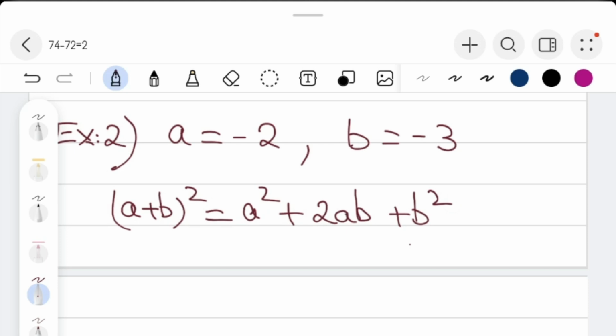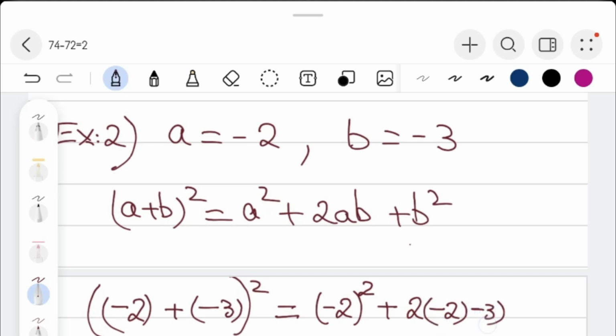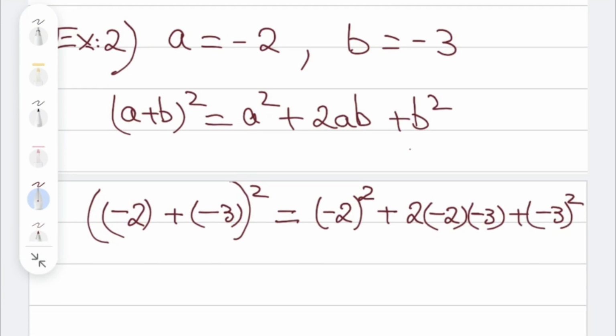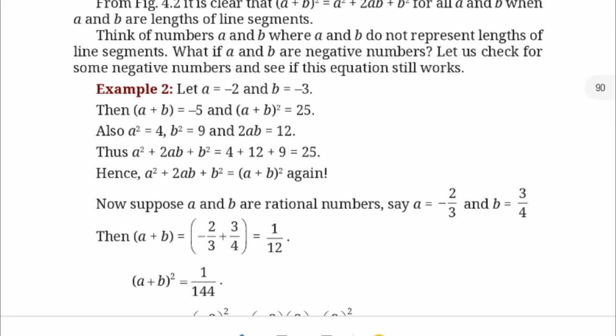Now on the left hand side we have minus 2 plus minus 3. So this is our left hand side, and on the right hand side we will be substituting in place of a minus 2, and here he says it is square, plus 2 into minus 2 multiplied with minus 3 plus minus 3 whole square. We are just substituting the values minus 2 and minus 3 in place of a and b. Here what is the principle used for adding these two?